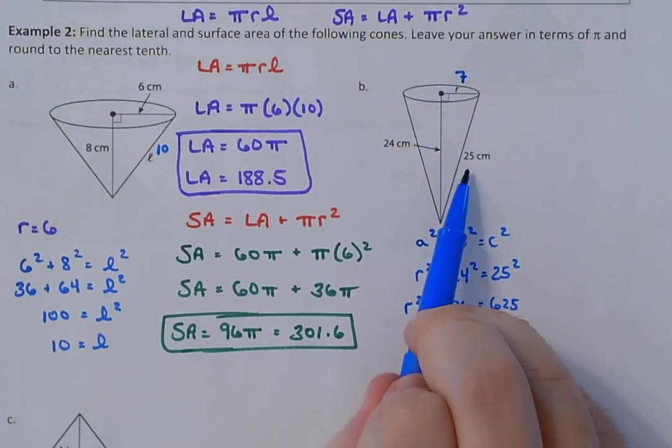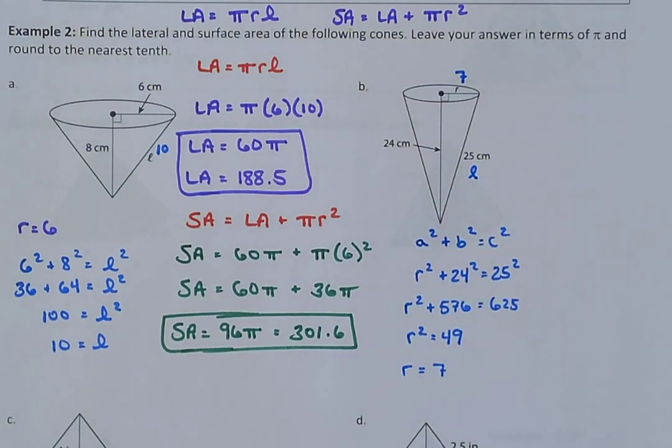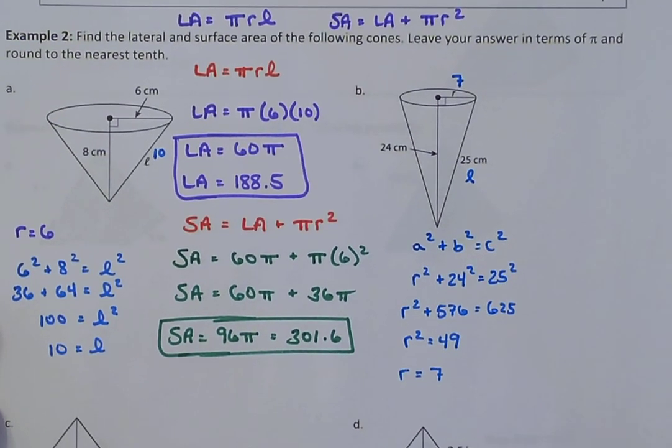And then our slant height is 25. So that's our L value. So I now know the two things that I need to know about our cone to figure out our lateral and surface area. So for every problem that you are dealing with the lateral and surface area of a cone, you just need to know your slant height and your radius. You know those two things, you can figure out your lateral and surface area.